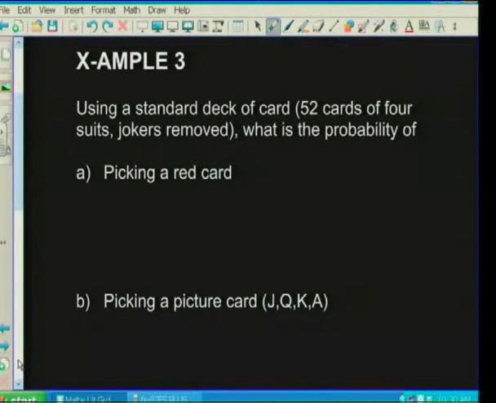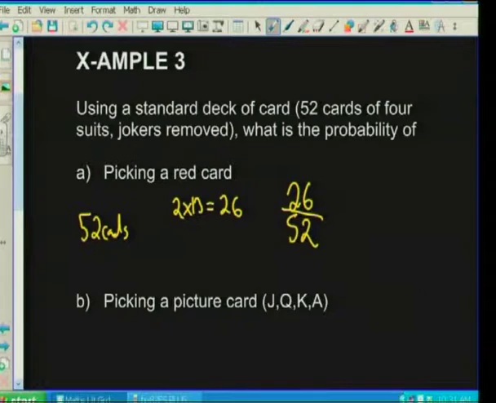Well, we're starting off, we've got 52 cards. To know what probability there is of picking a red card, we need to know how many red cards there are. Well, the 2 suits that represent red are hearts and diamonds. That means we've got 2 suits of 13 cards each. And 2 times 13 is 26. That means there are 26 red cards in our pack. So the chances of picking a red card would be 26 out of the whole pack of 52.